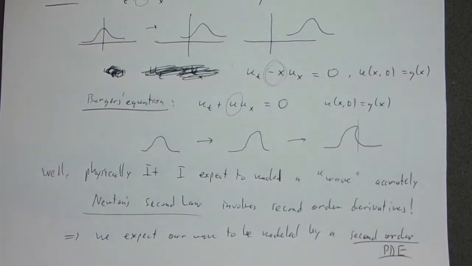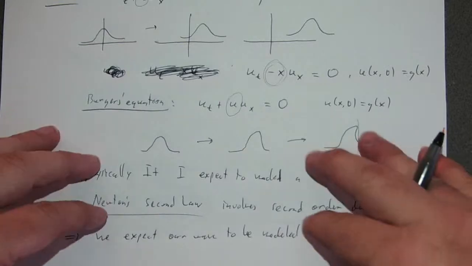Okay. So if we want to talk about an equation that is going to more accurately model a wide class of these phenomena, well, I would expect the equation that would do that to be a second order one. Okay. So what is the wave equation in one spatial dimension?